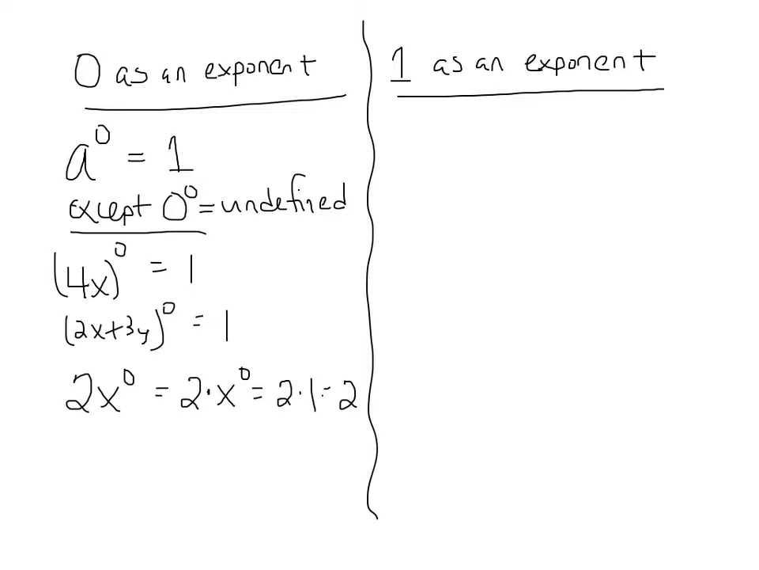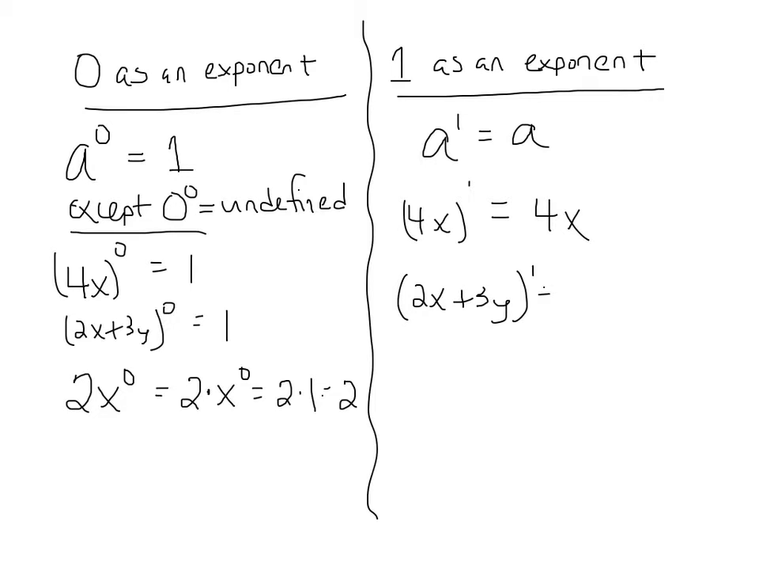1 as an exponent is super easy. Anything to the first power is itself. So we could have, using some of the same examples from before, (4x) to the first power, well, that's just 4x. (2x plus 3y) to the first power is just 2x plus 3y. (3x squared y cubed) all to the first power is just 3x squared y cubed. So those are pretty easy rules. On to the next ones.